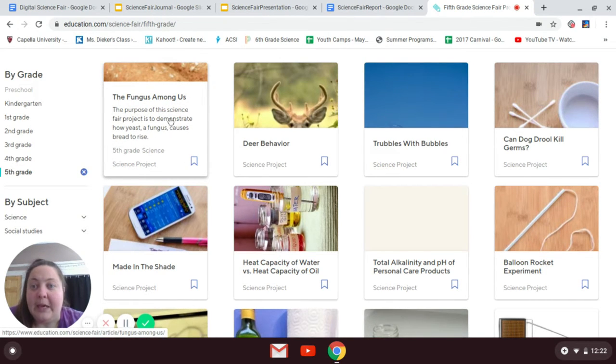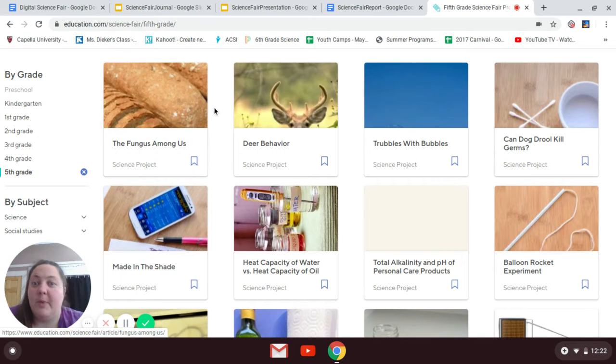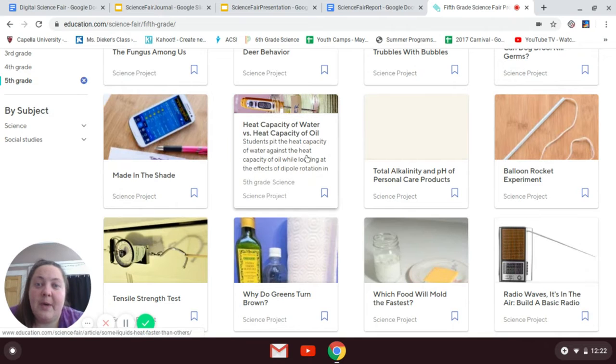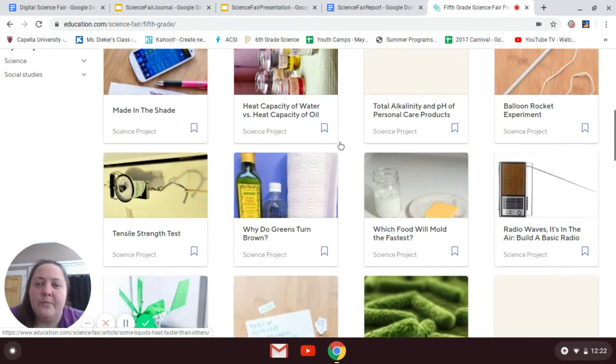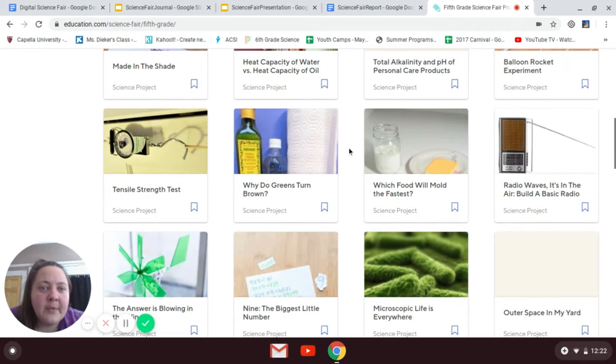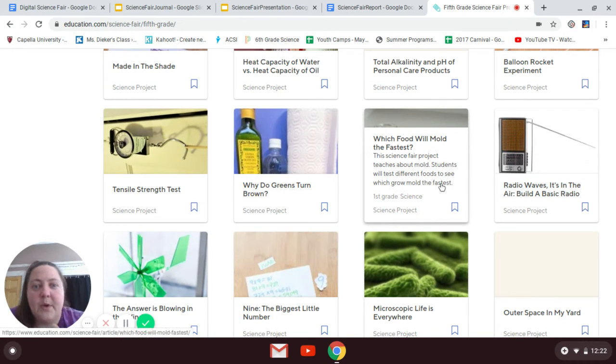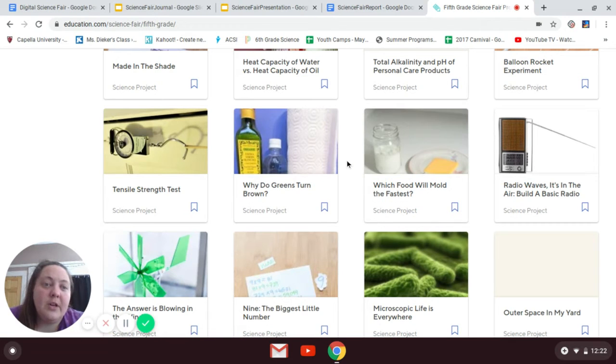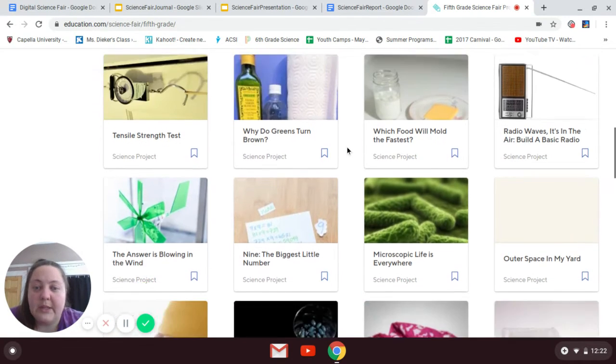So if you're into baking at your house, this might be a good project. You might have the resources at your house for that one. This project is heat capacity of water and oil. So if you have water, oil, and a thermometer, like not the temperature thermometer, but like a food thermometer, that could be a project you could do. Let's see. Which food will mold the fastest? We all have food. You could take little particles of food and learn about mold and what mold is.